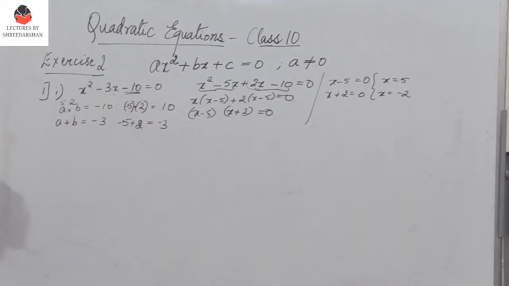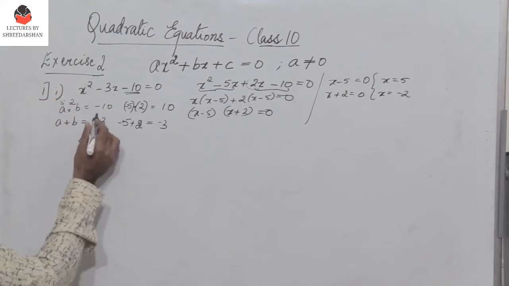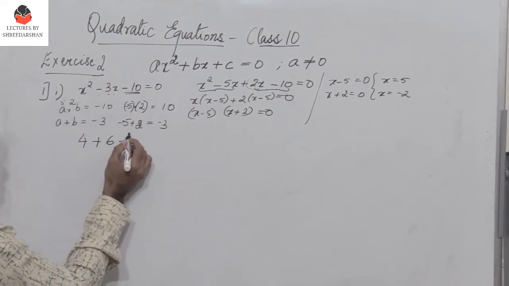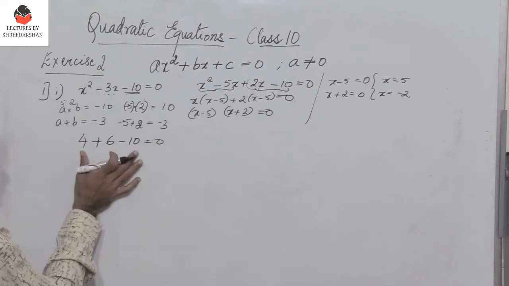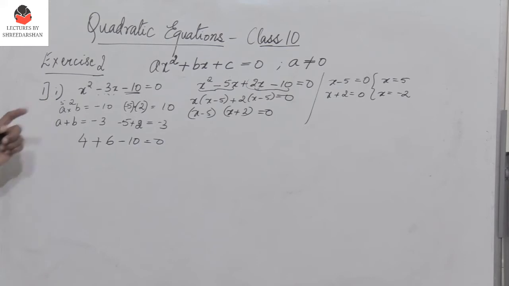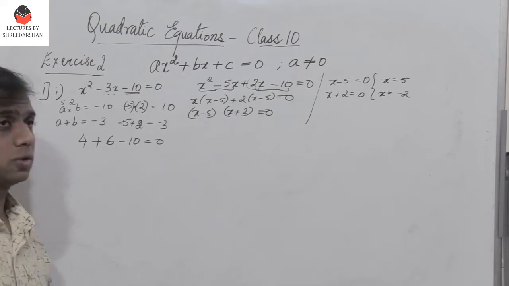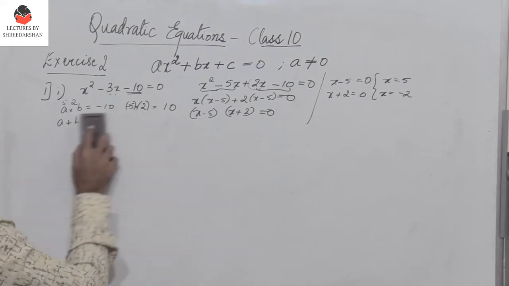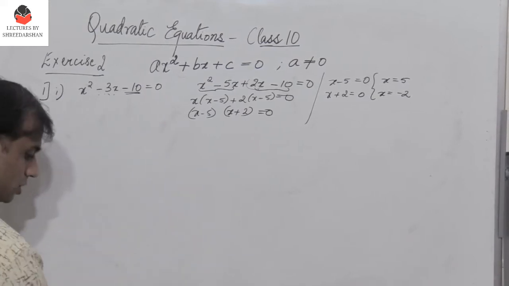So let's see if we do get 0. If I put minus 2 here, minus 2 whole square is 4. So I get 4. Minus 3 into minus 2 is plus 6 minus 10 equal to 0. So LHS is 0, RHS is also 0. So you can substitute for 5 and check for yourself whether you get the right answer. You will get the right answer. So these are the roots of the equation x square minus 3x minus 10. So this is how we have to proceed.